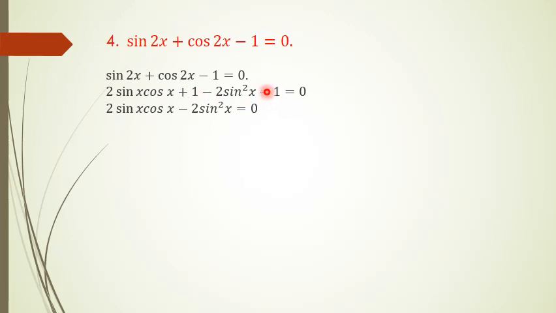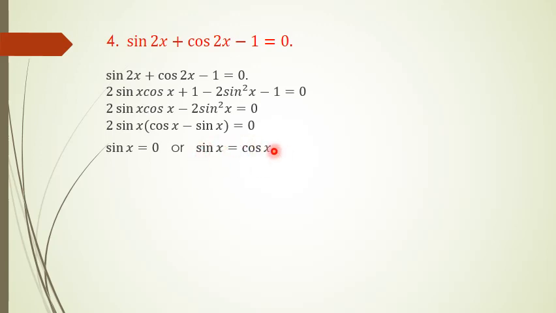Then plus 1 minus 1 is 0. Then we are remaining with 2 sine x cos x minus 2 sine squared x equal to 0. Now there is a common factor, 2 sine x. So factoring out 2 sine x, here you remain with cos x, and here you remain with sine x. It's equal to 0.